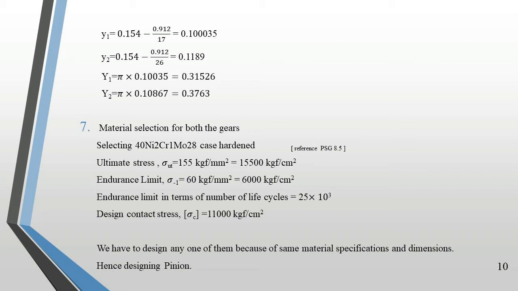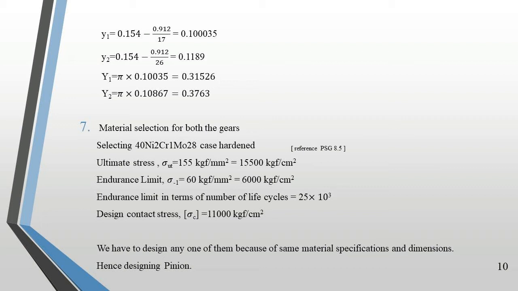So we are getting ultimate stress of 155 kgf per millimeter square, which is 15500 kgf per centimeter square. Now the endurance limit is 60 kgf per millimeter square, that is equal to 6000 kgf per centimeter square. The endurance limit in terms of number of cycles is 25 into 10 raised to 3. Now the design contact stress is equal to 11000 kgf per centimeter square.